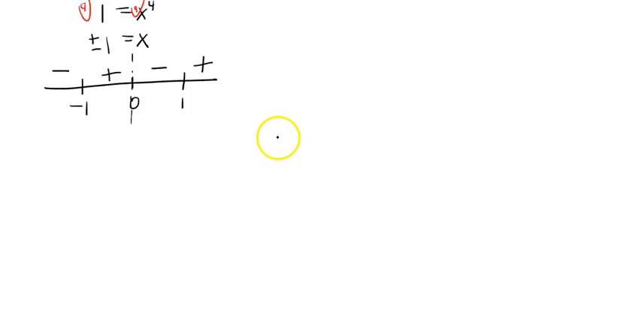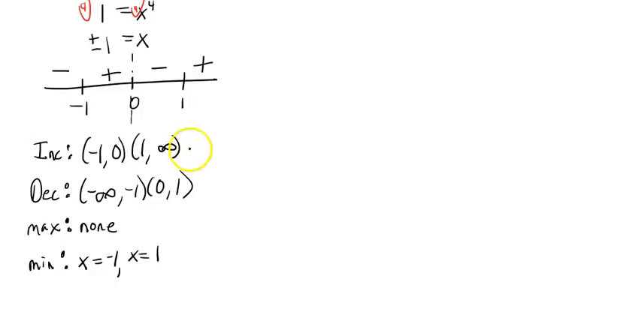So let's list out what we know. Okay, so we're increasing between negative 1 and 0 and from 1 to infinity. We're decreasing from negative infinity to negative 1 and from 0 to 1.